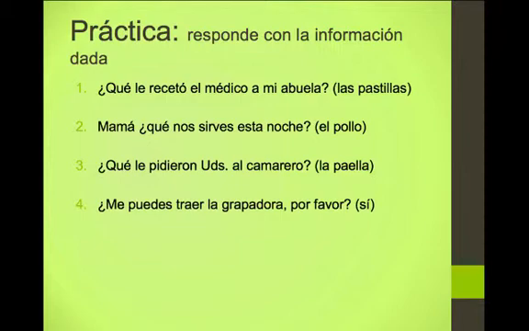Okay, listos. Número 1. ¿Qué le recetó el médico a mi abuela? What did the doctor prescribe to my grandma? The pills. El médico le recetó las pastillas. Since we're responding to the question, we might say a tu abuelita. But since we're talking about abuela, we probably don't need to add it. And we're talking about the médico, we probably don't need to put that there either. Simply, le recetó las pastillas. He prescribed her the pills.